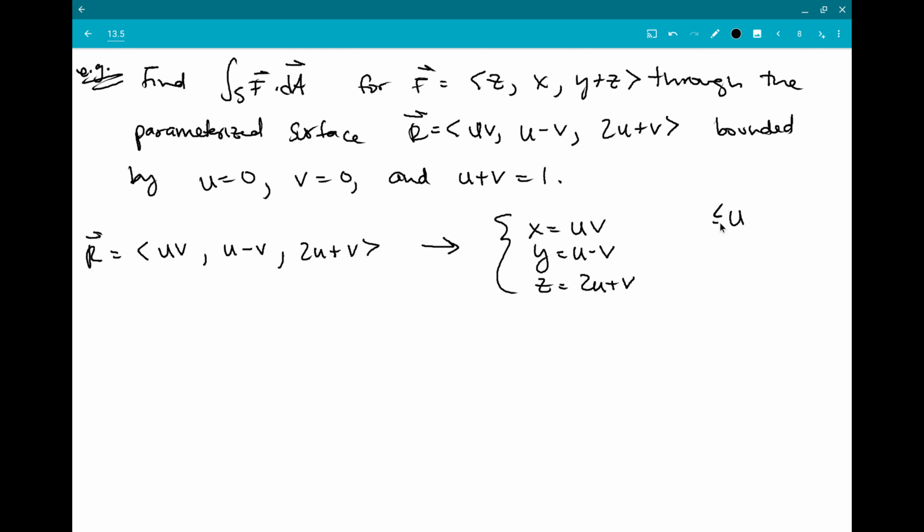I'm told that u and v are both bigger than 0. And then also I'm looking at u plus v equals 1 bounding my region from the other side. So later on, we'll go ahead and set that up in nice integral type bounds. But for now, we'll leave it there. And then our vector field F was given to us right here: z, x, y plus z.